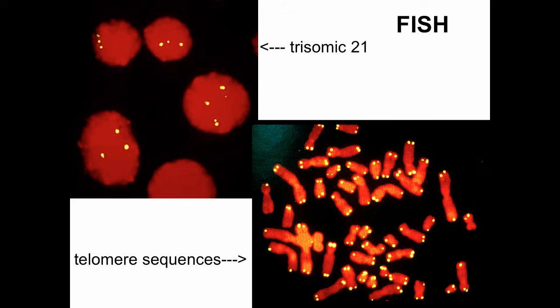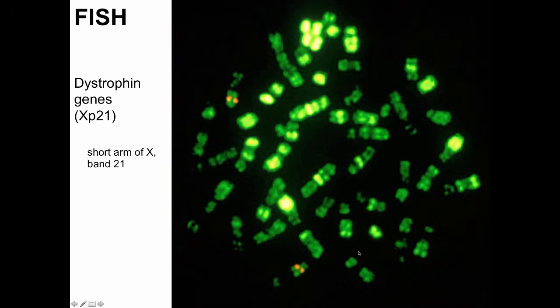And so here's a FISH analysis to show an individual that's got a trisomy for chromosome 21. So the probe was for chromosome 21, and here you can see 3 fluorescent dots in an interphase nucleus. Here's a fluorescence in situ hybridization for telomere sequences. You can see the fluorescent dots at the ends of the chromosomes. Here's a FISH analysis for the dystrophin gene. It's located on the short arm of the X chromosome.